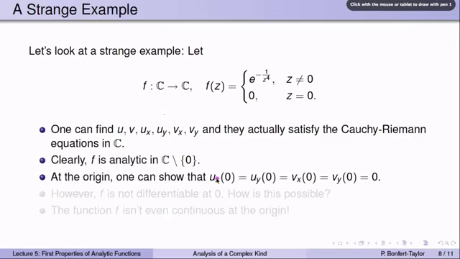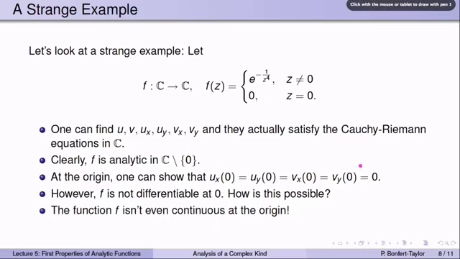And one can in fact show that at the origin ux, uy, vx, and vy are all equal to 0. However, it turns out f is not differentiable at the origin. How is that possible? f satisfies the Cauchy-Riemann equations everywhere in C and is not differentiable? Isn't that a contradiction to some theorem that we had earlier? In fact, f isn't even continuous at the origin. So a function that's not continuous can't be differentiable. Remember, if a function is differentiable, then it's automatically continuous at that point.